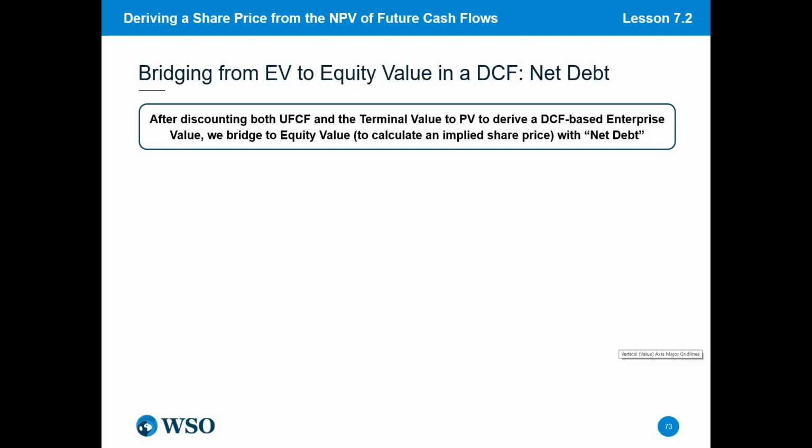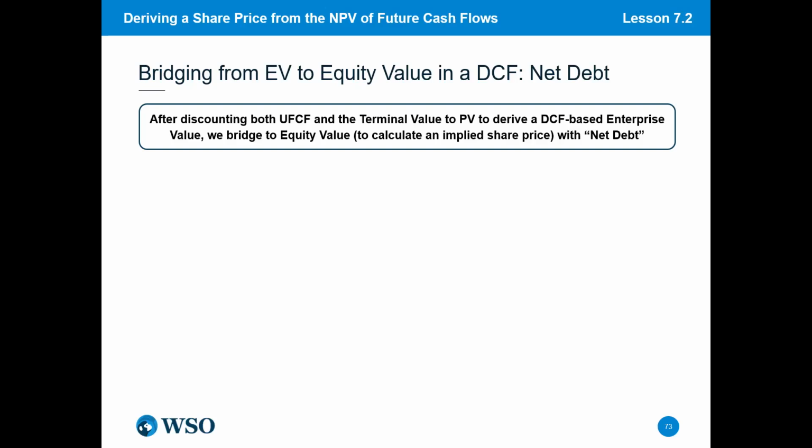So as we know, discounting our free cash flows as well as our terminal value back to the present value will give us an enterprise value. But then to build down to getting a price per common share, we need to first find what equity value is. Because once we have equity value, we can divide by the number of shares outstanding to get to a price per share. So in this slide, I want to walk through how we bridge from enterprise value to equity value.